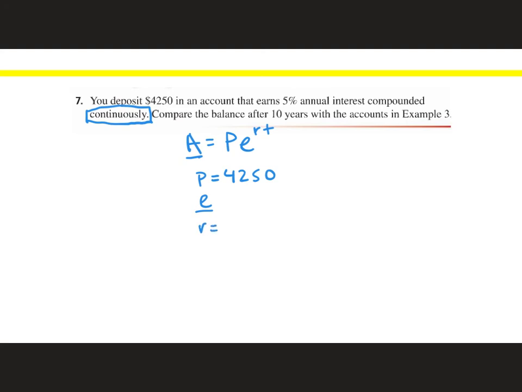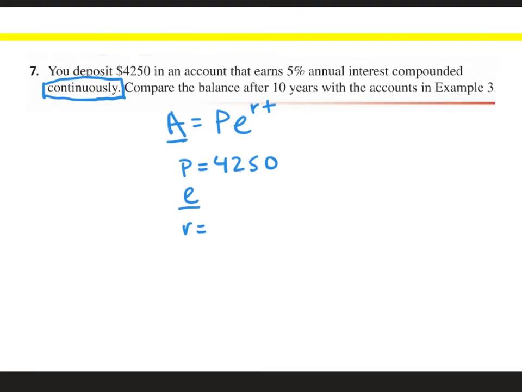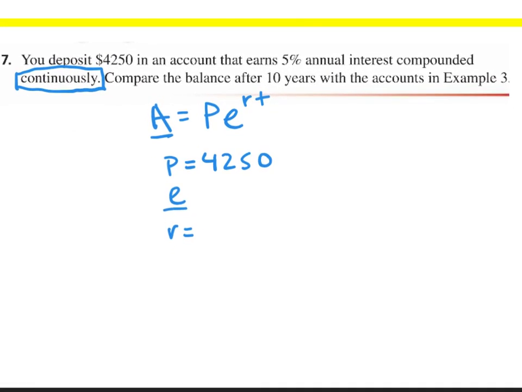What's our rate? Awesome. So we have to change this 5 to a decimal. So right now it's 5.0. So we move it twice this way, so it becomes 0.05. So just remember, if it gives it to you in a percent, you have to change it to the decimal, so you move the decimal twice. And then what is our time? 10.